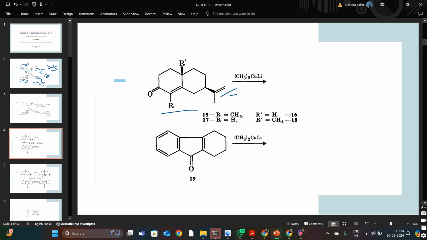olefinic double bond and the other one is an alpha beta unsaturated ketone. So if you have to choose between these two types of double bond, you have to always go for the alpha beta unsaturated ketone double bond. This will come from the mechanism which is supported by the hard soft acid base concept. That part, if you want to revise, you can go to the first lecture of this week. Sir has explained thoroughly how hard soft acid base rules are governing this addition in case of the organocuprates.